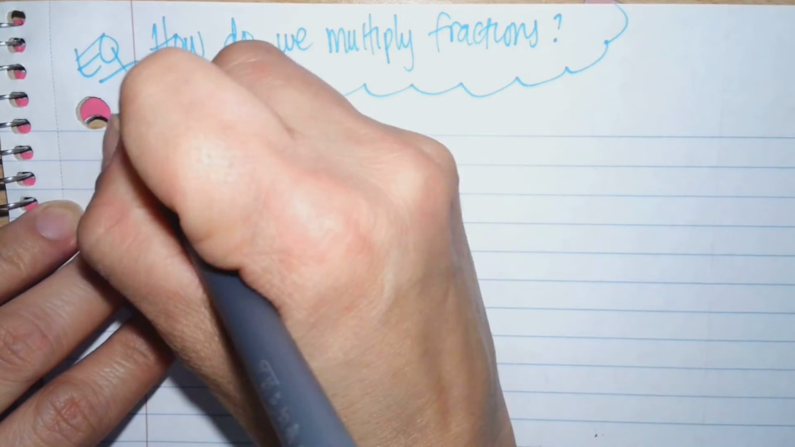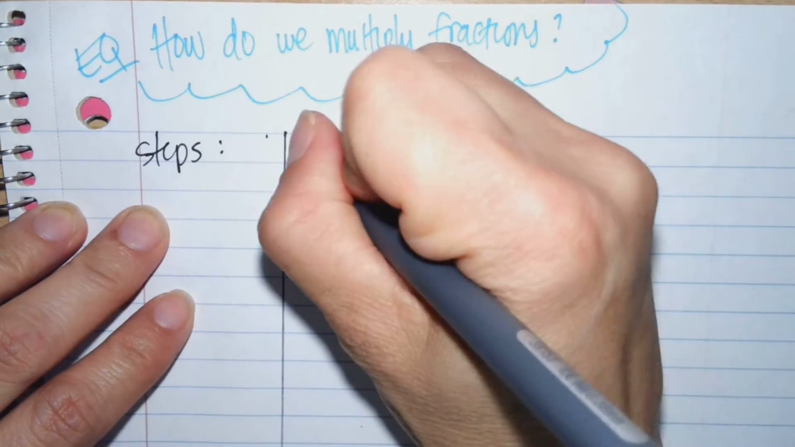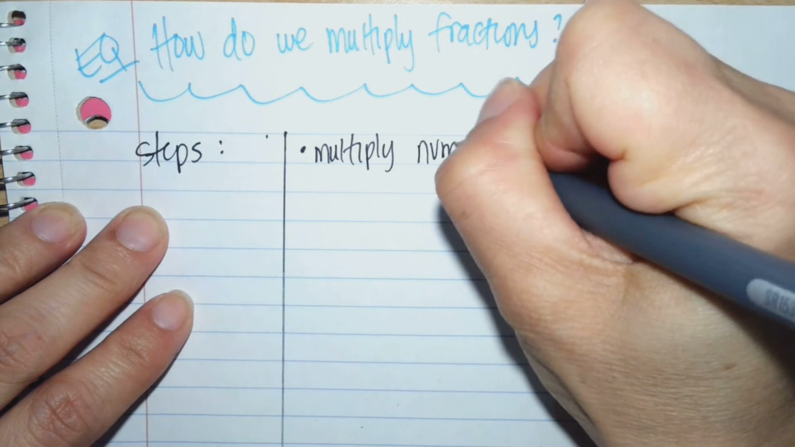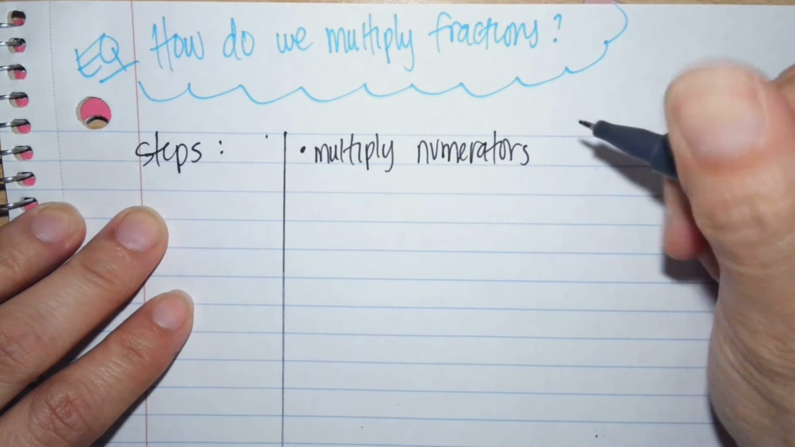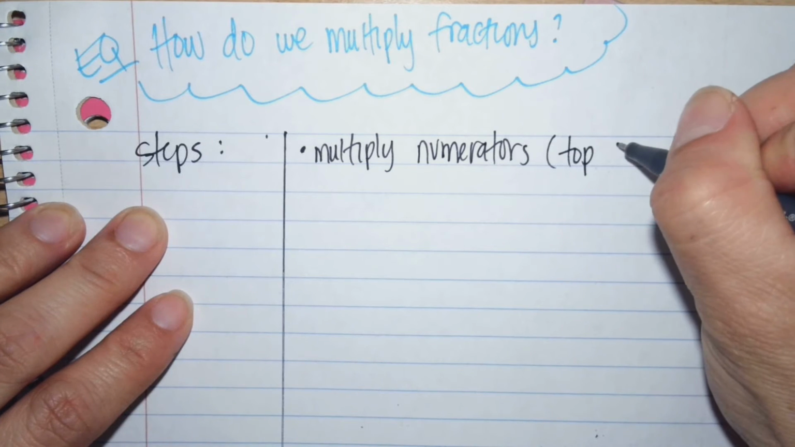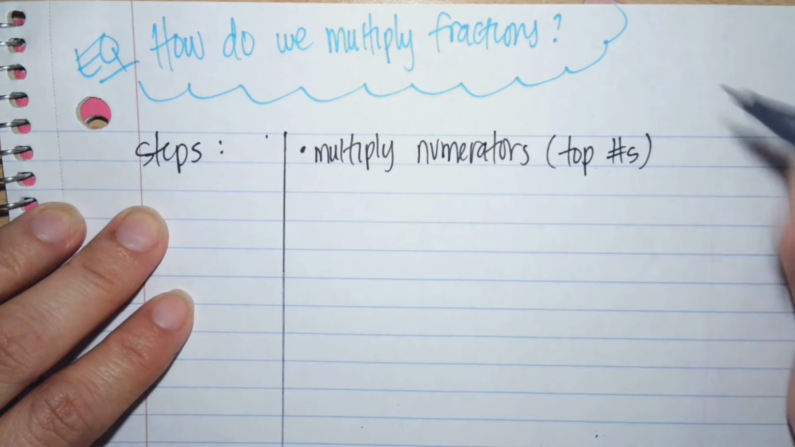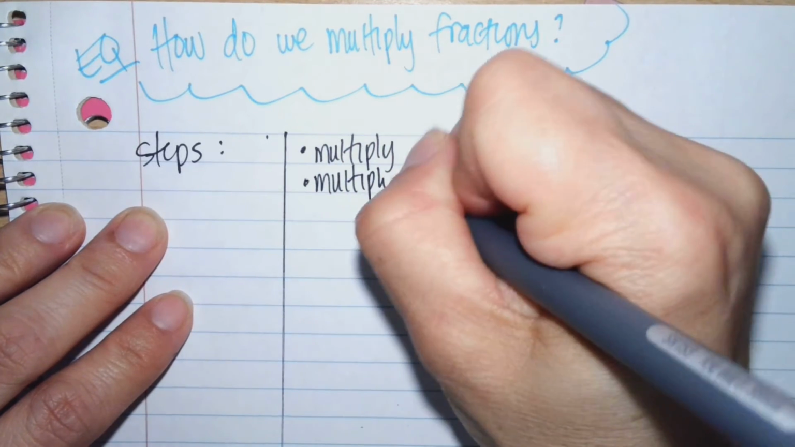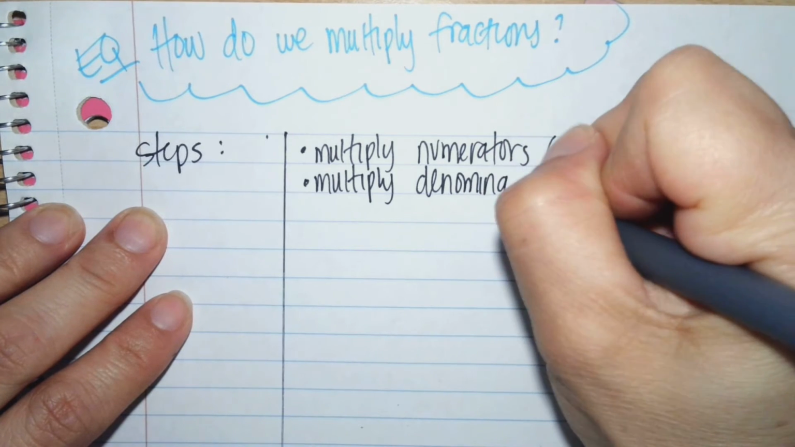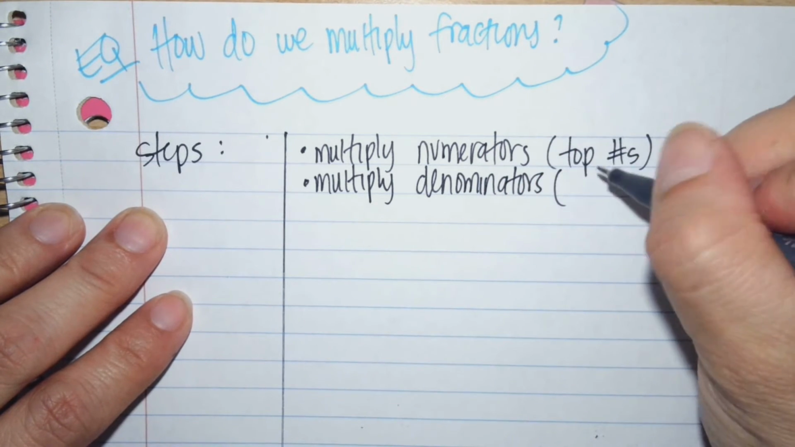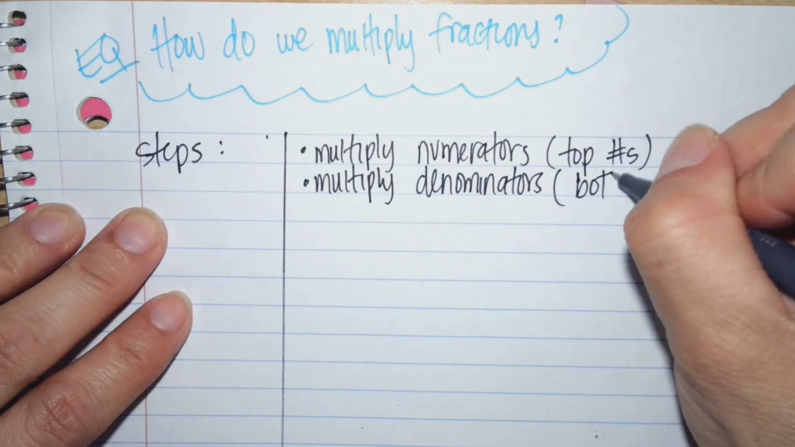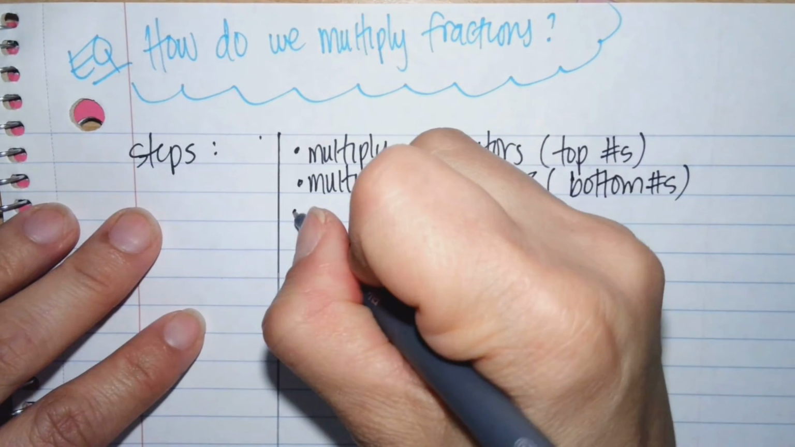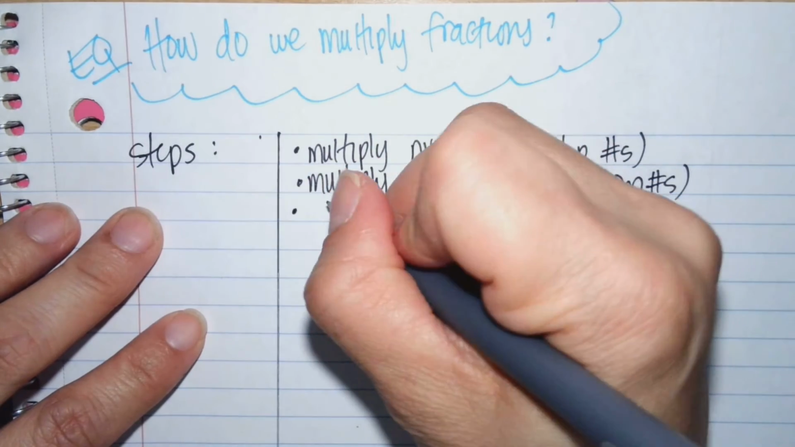Okay, so steps. You're going to multiply numerators. For those of you who don't know what the numerators are, those are your top numbers on your fractions. Then you're going to multiply your denominators. For those of you who don't know what denominators are, they are your bottom numbers. And last step, once you get your new answer, you're going to simplify your fraction.